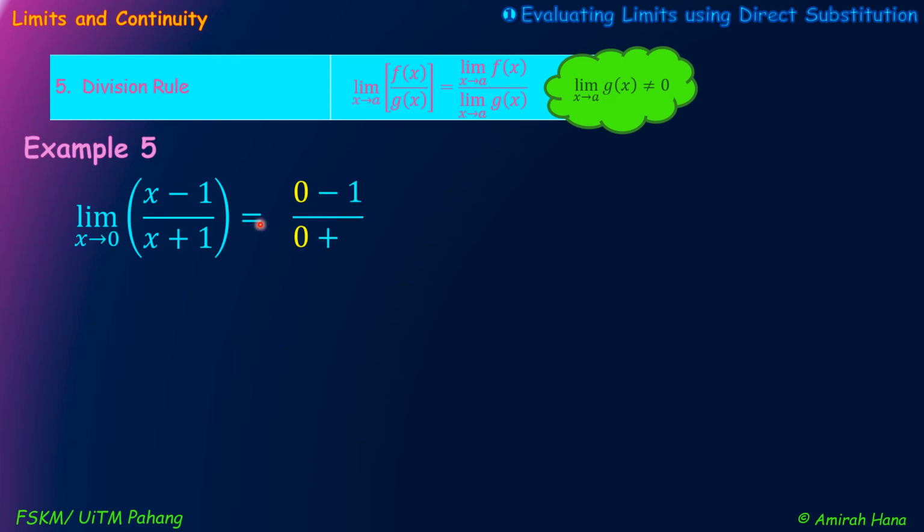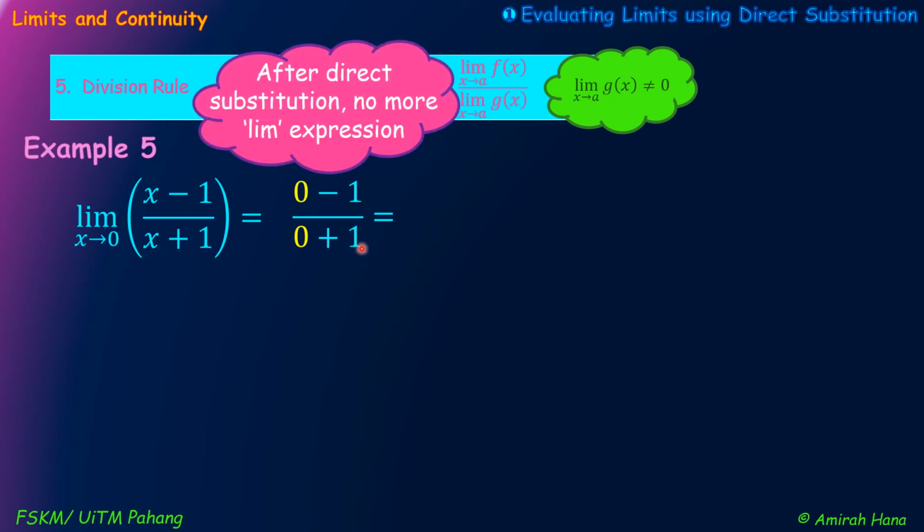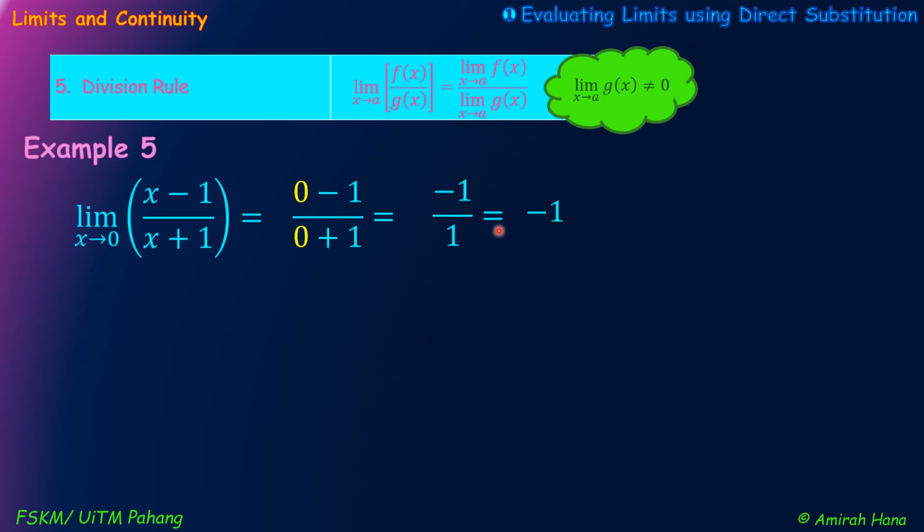When we use direct substitution, we just replace 0 into variable x here. So we get 0 minus 1 over 0 plus 1. After we use direct substitution, no more limit expression. Then we simplify. So we get negative 1 over 1, which equals negative 1.